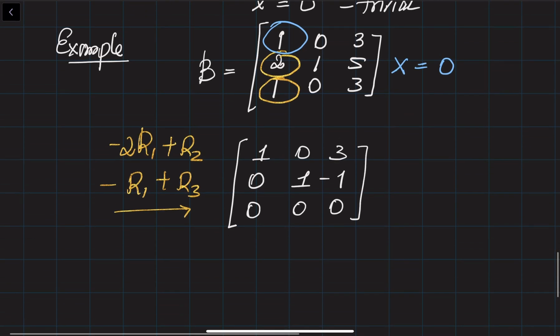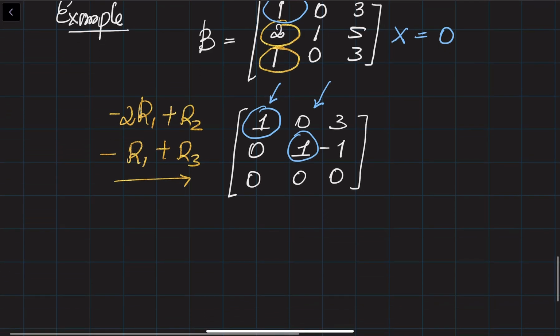Well, you see, not all the columns have pivots, right? The first column has a pivot, and the second column has a pivot, but the third column doesn't have a pivot. So it has a free column. And if you remember, if a matrix has a free column, it means that it has a free variable. It means that it has non-trivial solutions. So that is why the null space is going to have infinitely many vectors.